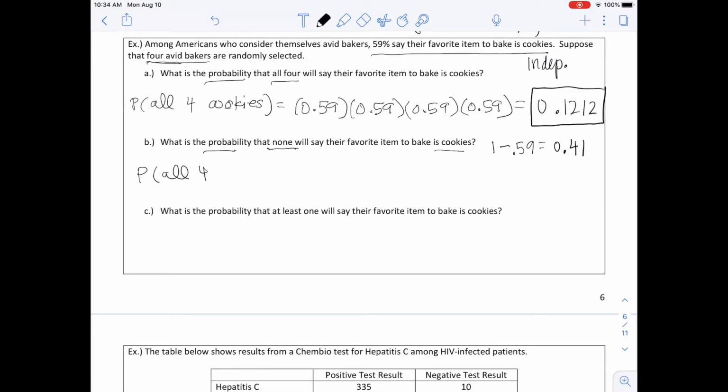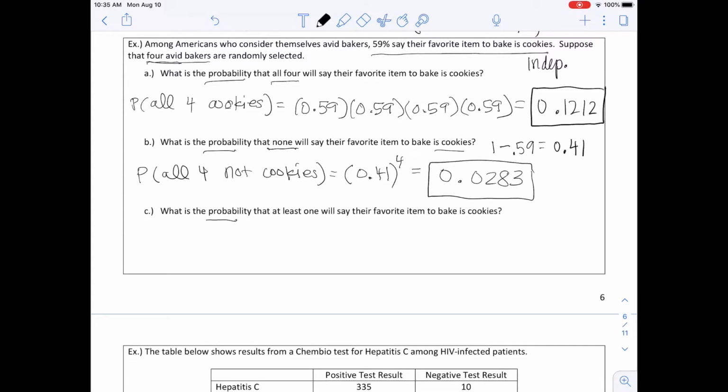And so the probability that none of the 4 say cookies is their favorite thing, so we'll say all 4 is not cookies, is going to be the probability that the first person's favorite thing is not cookies, 0.41. And then the second one would be 0.41, the third one 0.41, and the fourth one 0.41. So I'm going to rewrite this as 0.41 to the 4th power. Multiplying this out, we get 0.0283, rounding to 4 decimal places.